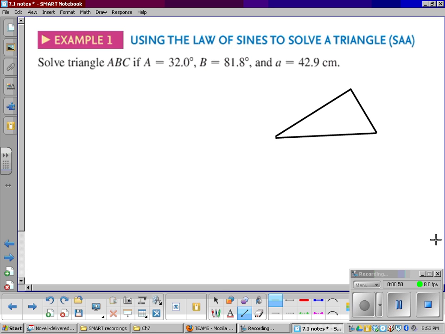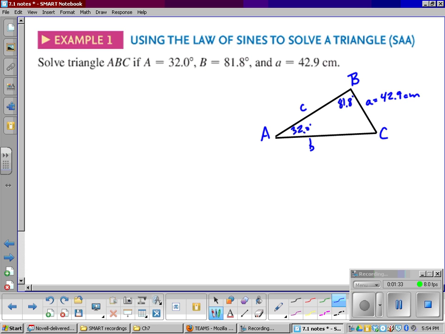And then the most important thing, more important than how you draw it, is how you label it. So if I label this triangle angle A here, angle B here, and angle C, then the side opposite angle B needs to be B, the side opposite angle C needs to be C, and the side opposite angle A needs to be A. Now let's write our given information in here so we don't forget. 32.0 degrees, 81.8 degrees, and side A we know is 42.9 centimeters.